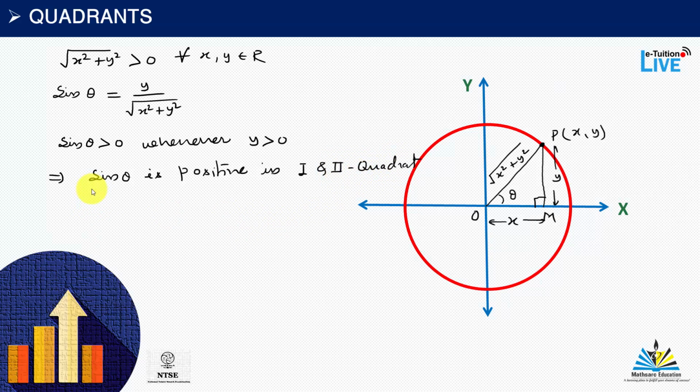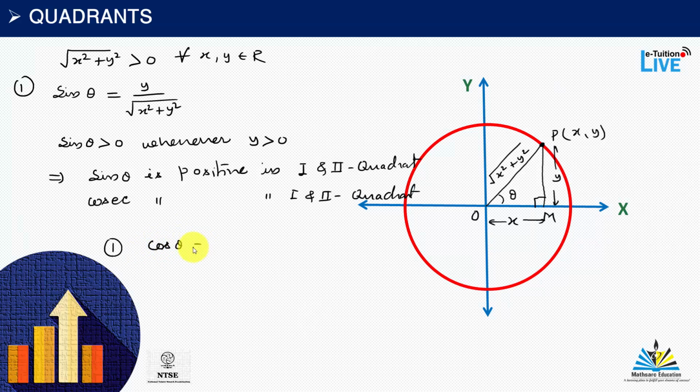In the same way, the reciprocal of this, cosec theta, will also be positive in the first and second quadrants. This is the first one. Let's take another case, cos theta.